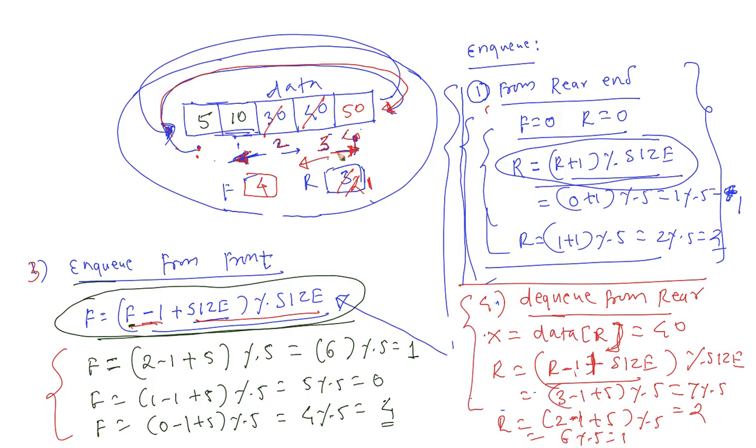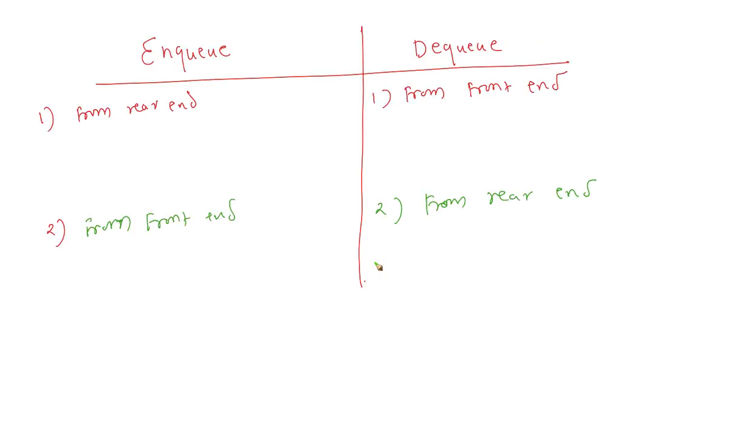So thus we perform the enqueue operation from both ends. This is enqueue from front and enqueue from rear. And here we perform dequeue from both ends, this is dequeue from rear, and earlier we performed dequeue from front, which was the normal dequeue operation. So I'll summarize this. So these are the enqueue and dequeue operations.